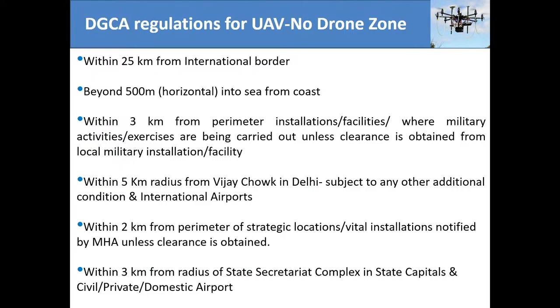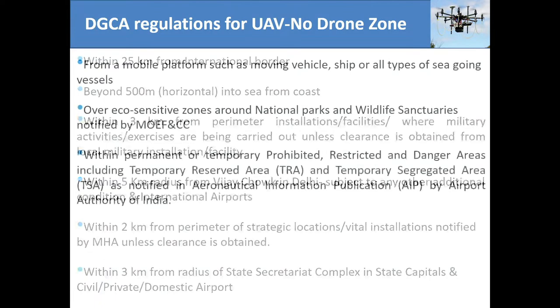In the green zone, you can fly without any permission. Red zones are restricted areas, so there you need to fly with certain permissions, maybe from the deputy commissioner's office, or from the army or air force office if you are flying near a cantonment area. If you are flying near an international border area, then you need a separate kind of permission. Then at the state capital, secretariat complex, or Vijay Chowk, Delhi, the parliament area, you cannot fly. All these restrictions are mentioned there.